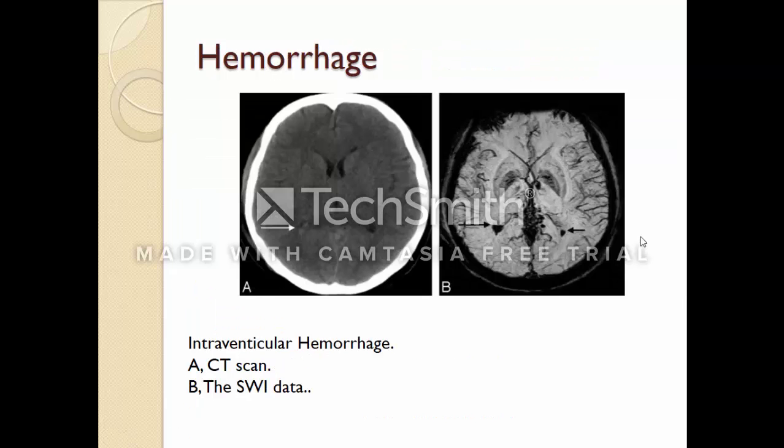SWI is particularly sensitive to the presence of very small hemorrhages because the susceptibility weighted image can detect the iron deposition in the hemorrhages, and it can visualize where the hemorrhage occurs. So in this picture, the computed tomography scan, CT, fails to detect a hemorrhage. Here the CT scan detects only one hemorrhage, but on the other hand, the SWI image detects 2 different hemorrhages.